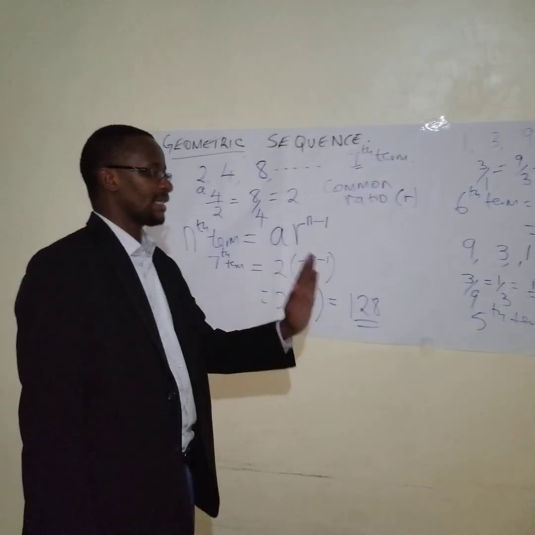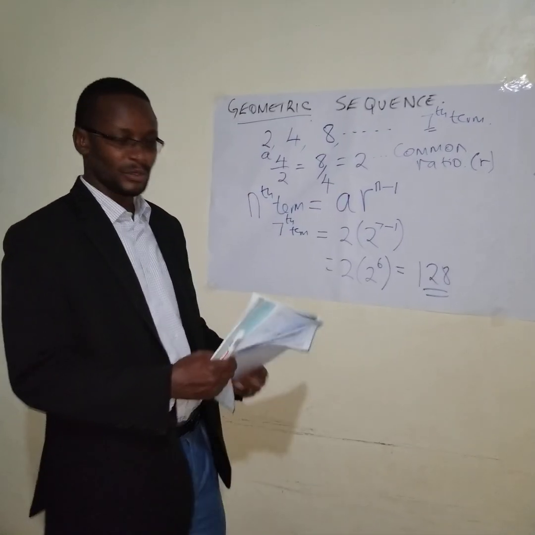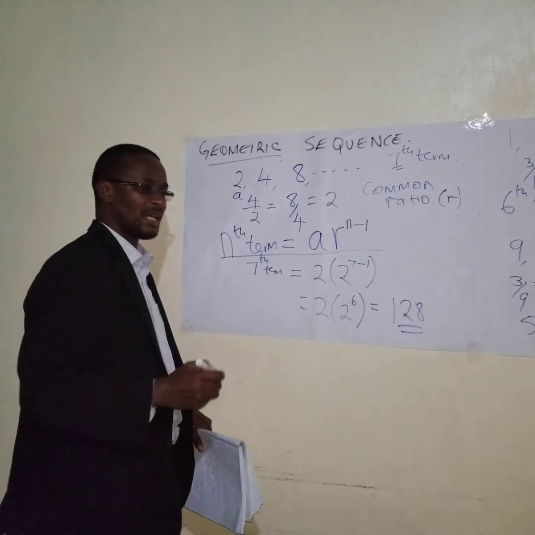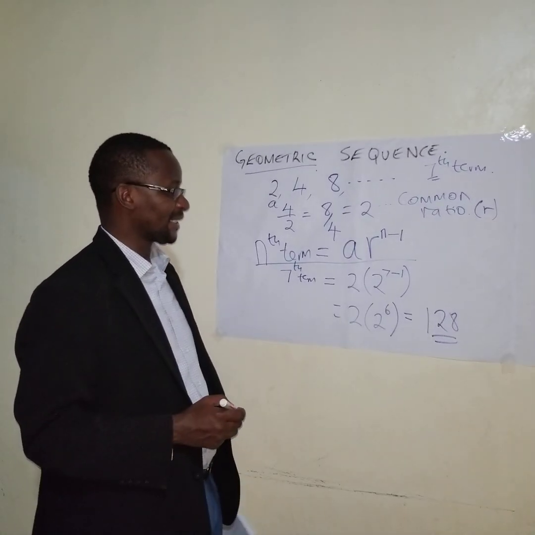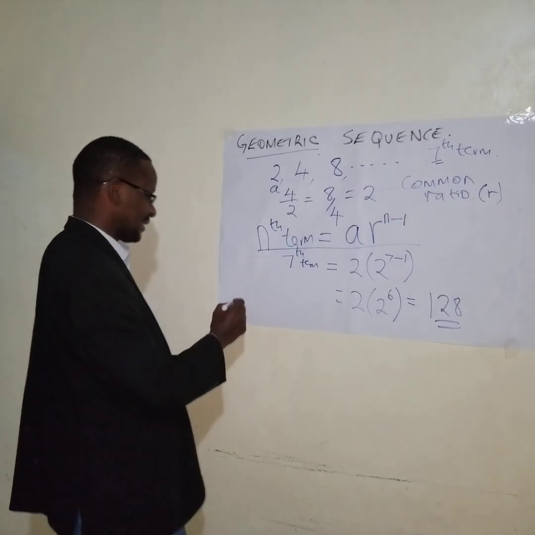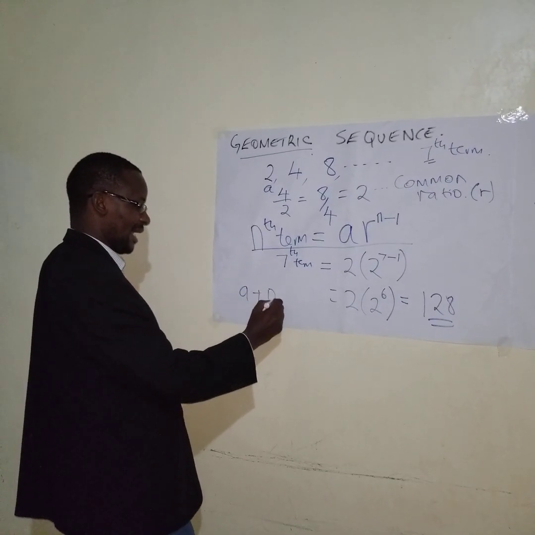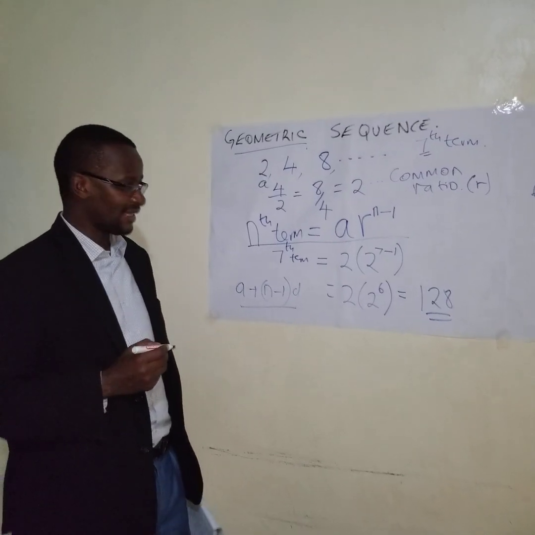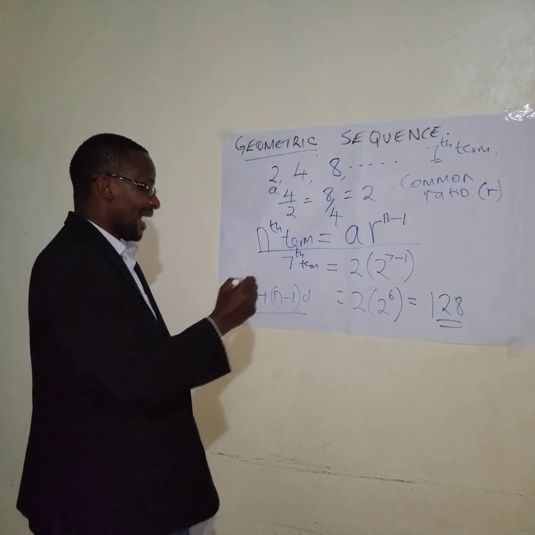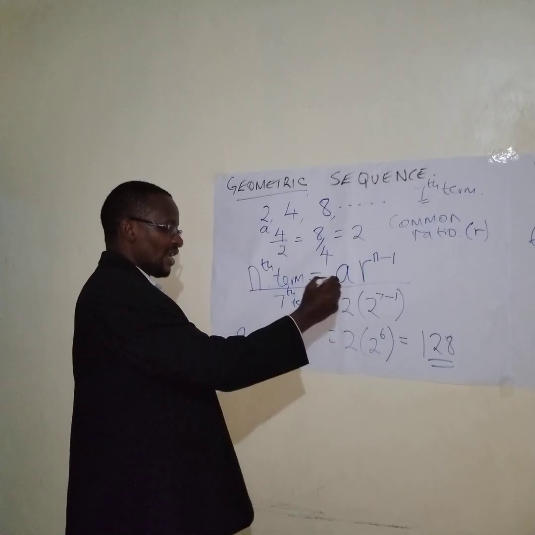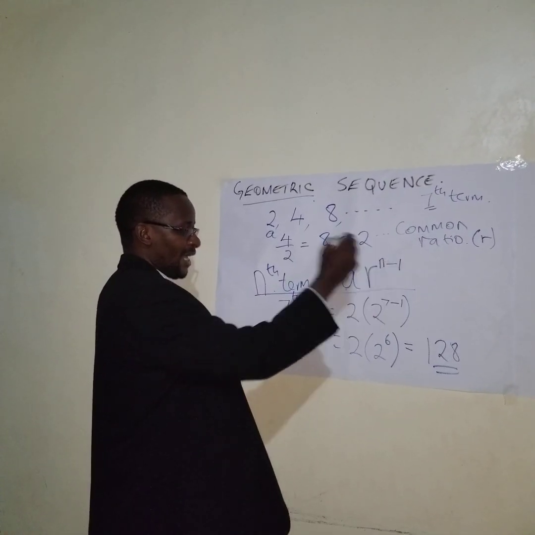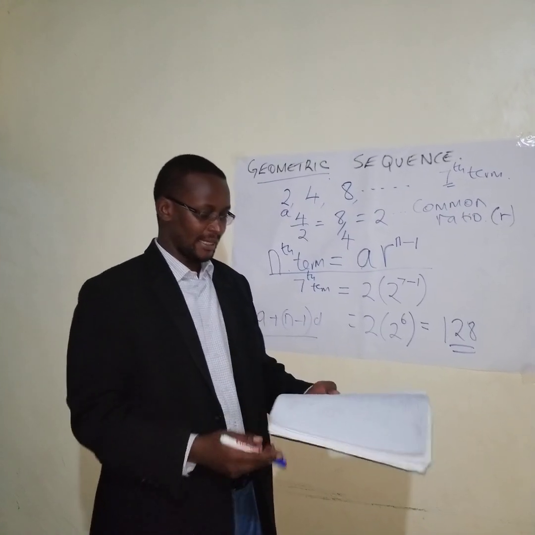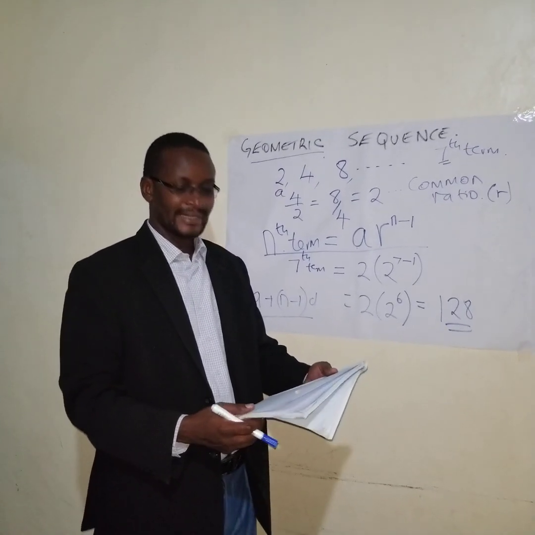And you can manipulate it and get anything that you have been told to get, so long as you remember this formula. Now you have 2 formulas to remember. The one for arithmetic sequence, which is a plus n minus 1 d. That's the way you get the nth term for arithmetic sequence. And now the one for geometric, which is a r raised to power n minus 1. So practice more on that, and you should be good in that area.